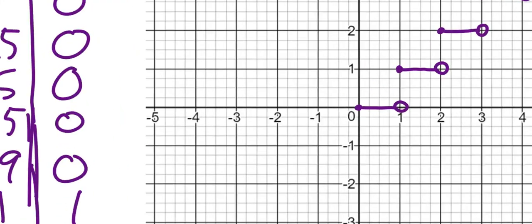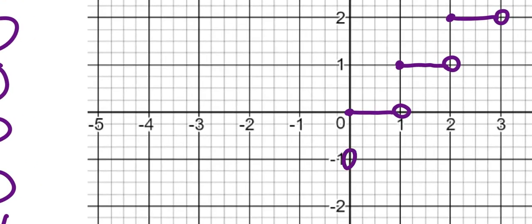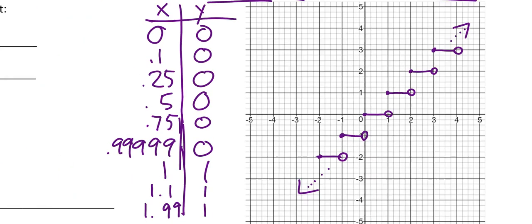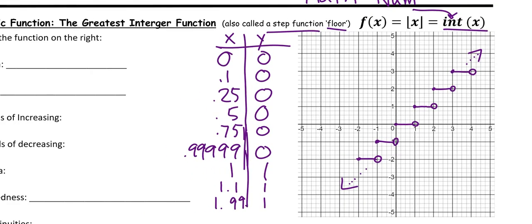Can it go the other direction? Why, certainly. We can have this thing going on for a long time. Of course, I don't want to do that forever. Dot, dot, dot, arrow. Step function. Now that's the rounding down function. There is another one called the rounding up function. But I'm not going to worry about it right now. You get the idea that you would round up.